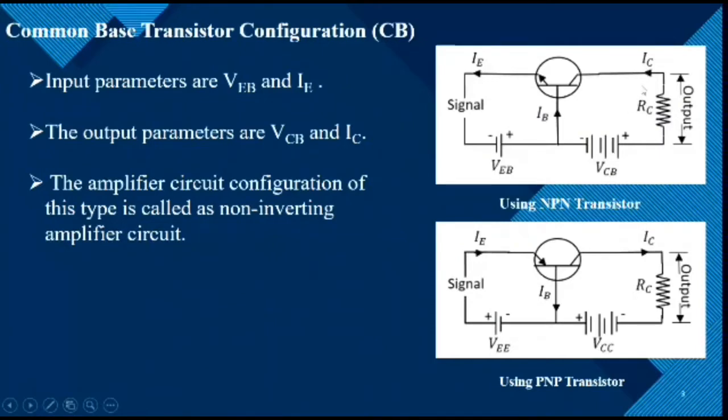The input current flowing into the emitter terminal must be higher than the base current and collector current to operate the transistor. Therefore, the output collector current is less than the input emitter current. Now, let us consider NPN transistor.